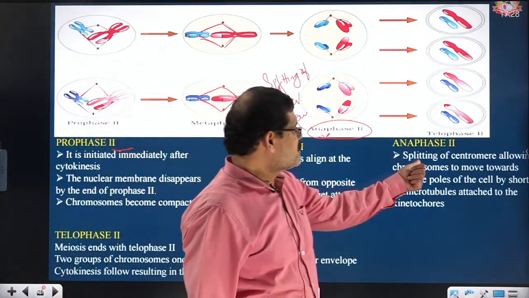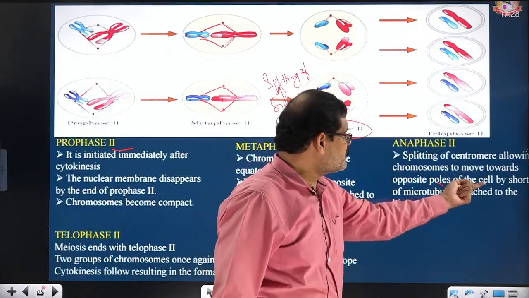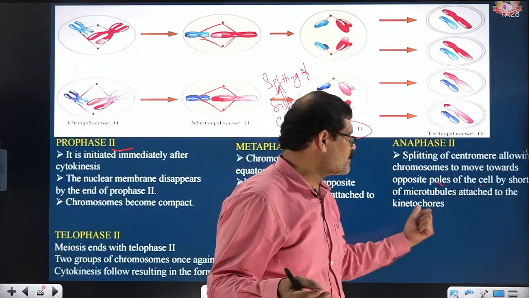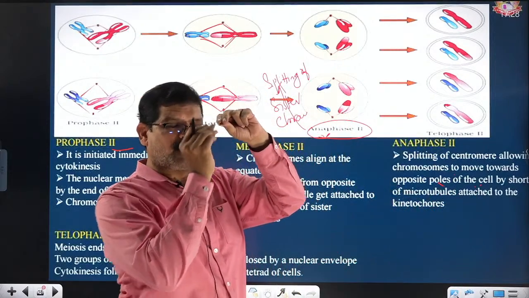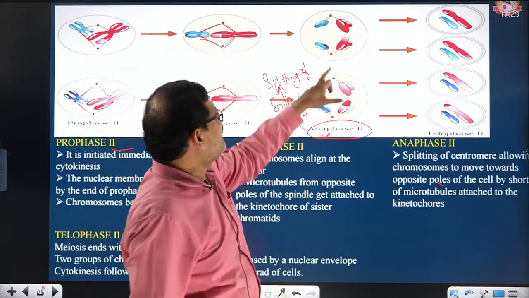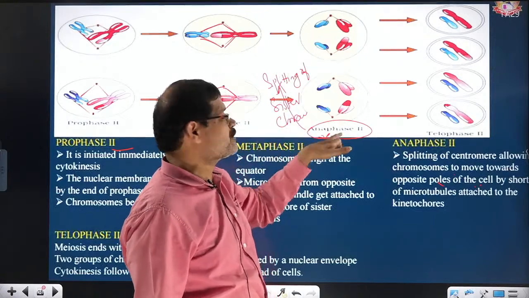See here, splitting of centromeres allows the chromosomes to move to the opposite poles of the cell by shortening of microtubules attached to the kinetochore plate. By shortening of these microtubules, what happens? Splitting of the centromere will be done and the two sister chromatids get separated here in anaphase 2.